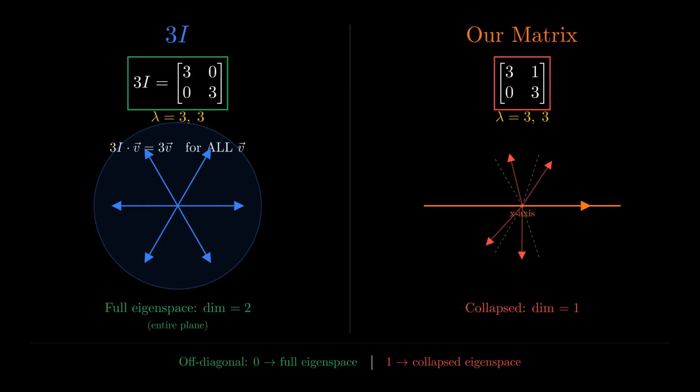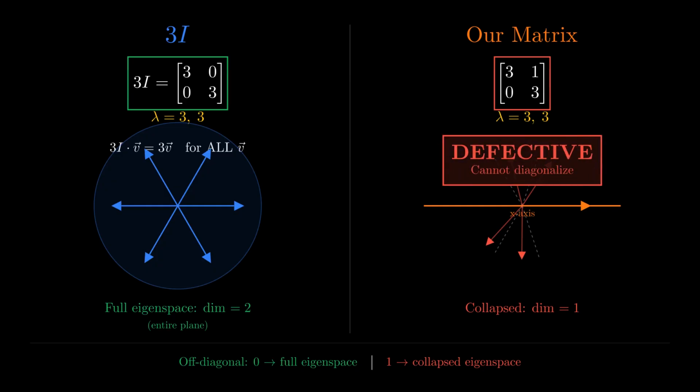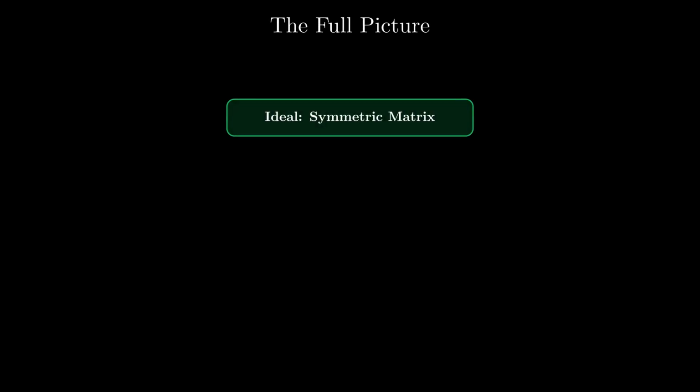A matrix that lacks a full set of independent eigenvectors is called defective. Defective matrices cannot be diagonalized. This is an important concept. Having a repeated eigenvalue does not automatically mean trouble, but having a repeated eigenvalue with too few independent eigenvectors does. Now let's step back and see the full picture. The well-behaved ideal is a symmetric matrix. It has real eigenvalues, a full set of orthogonal eigenvectors, and clean diagonalization. This is the gold standard.